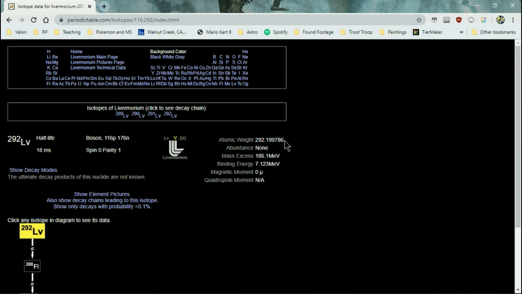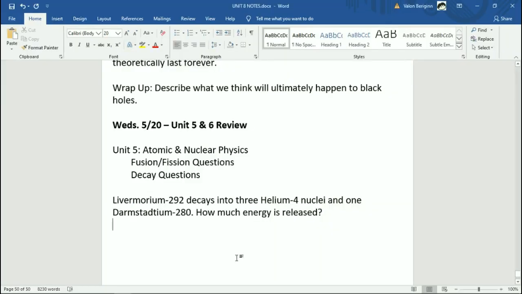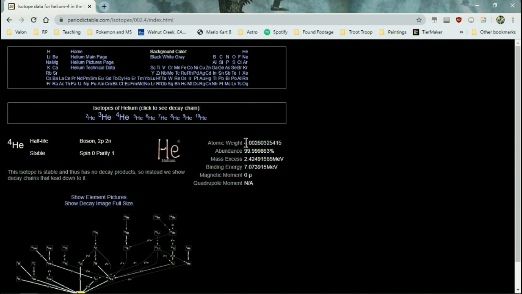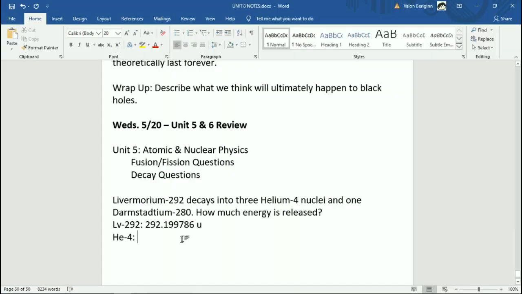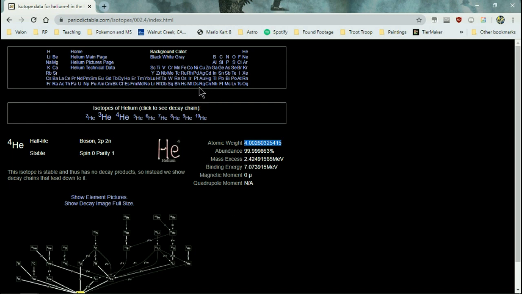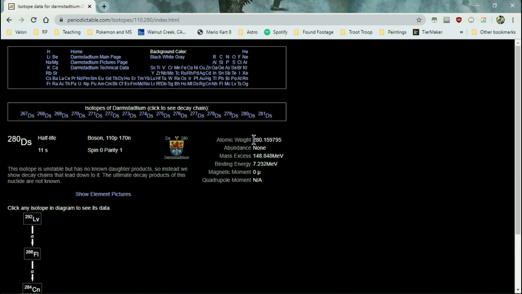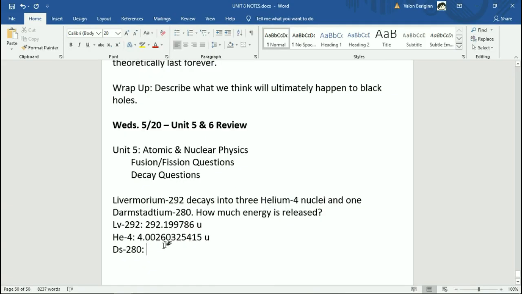Because I'm assuming you can do this online, I'm not going to give you these mass numbers. You can look these up. So this is a way to look that up and make sure you get the right numbers. So livermorium 292 has a mass of that. Helium 4 has a mass of something, and you can click here, see helium 4. And then Darmstadtium 280. Or is it DM, not DS? It is DS, right? Yeah, okay, it was 280 though. You remember, it defaulted to 281, so I want to go to 280 here. And that's the number I want.